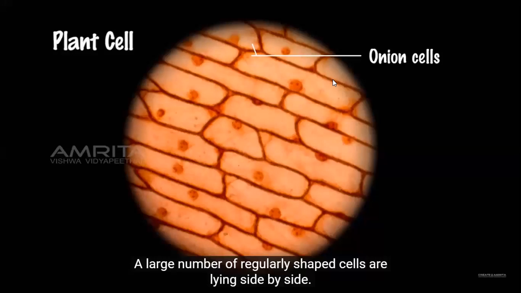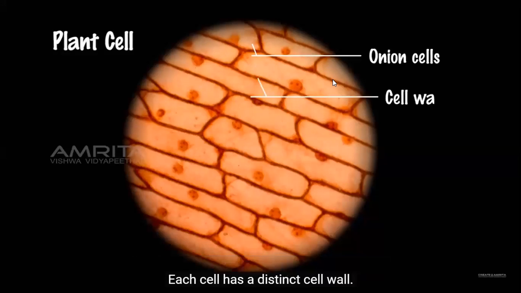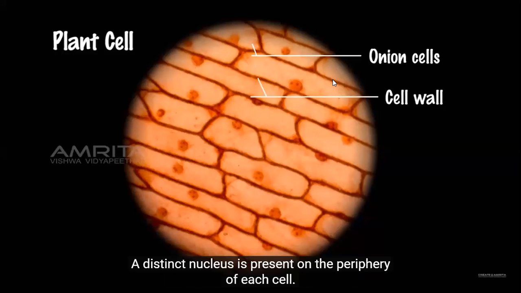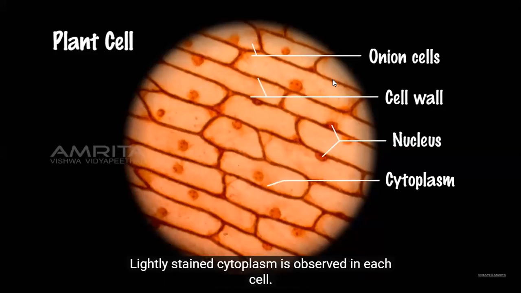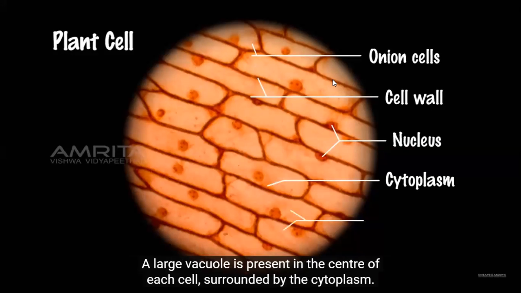Observation. A large number of regularly shaped cells are lying side by side. Each cell has a distinct cell wall. A distinct nucleus is present on the periphery of each cell. Lightly stained cytoplasm is observed in each cell. A large vacuole is present in the center of each cell, surrounded by the cytoplasm.